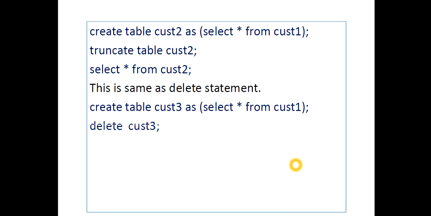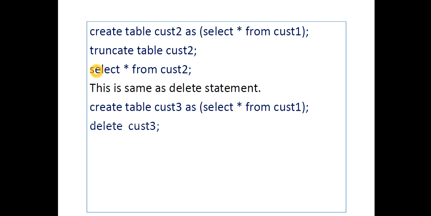Now I'm coming to a practical example. First, I will create a cast2 table from cast1. That is, the cast2 table will be just a duplicate copy of cast1. How can we do that? Using this statement: create table cast2 as select all from cast1. Done. As we already have one version, cast1, and cast2 is the duplicate one, we can delete it. So, truncate table cast2. This cast2 is now truncated.